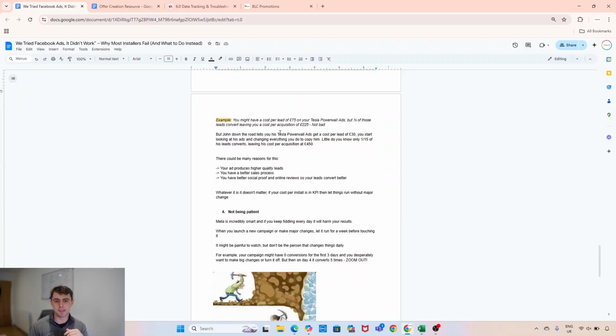An example of this is you might have a cost per lead of £75 on your Tesla Powerwall ads, which is quite a high cost per lead on the face of it, but 1 out of 3 of those leads convert, leaving you a cost per sale of £225, which is, for a lot of installers, not bad at all. But your mate down the road tells you that his ads for the same product get a cost per lead of £30. You start looking at his adverts, changing what you're doing to try and copy him, but you don't know that only 1 out of 15 of his leads convert, leaving his cost per sale at £450.